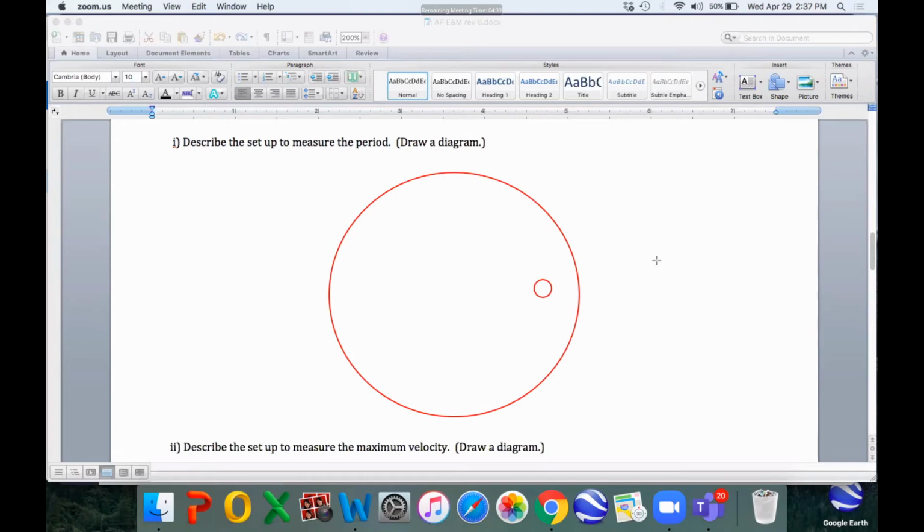Any ideas as to where we should put a photo gate or two? I would have a gate right here near the equilibrium, and another one which is also near it. You can see that's D, and it'll give you a time, and V. There you go.